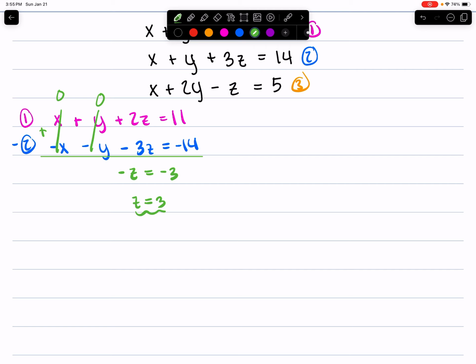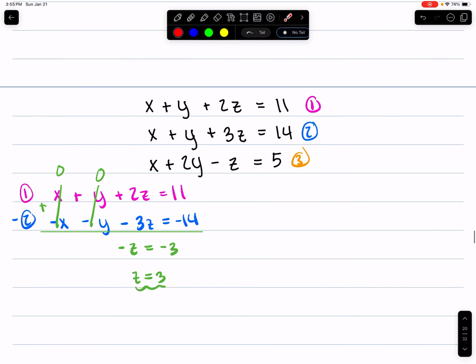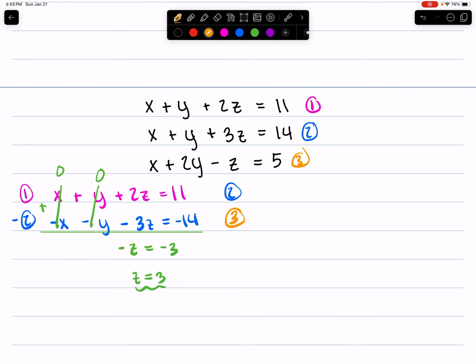Okay, now we can use this, and using any two of our other equations, we can plug in z, and what that will leave us with is a system of equations with only two variables, and we know exactly how to solve these. So I'm going to use equations 2 and 3, and we know eventually we're going to need to use either elimination or substitution. So I'm going to go ahead and choose a variable. I'm going to choose x, which means we need to make equation 3 negative. We could also make equation 2 negative, but I'm going to make equation 3 negative.